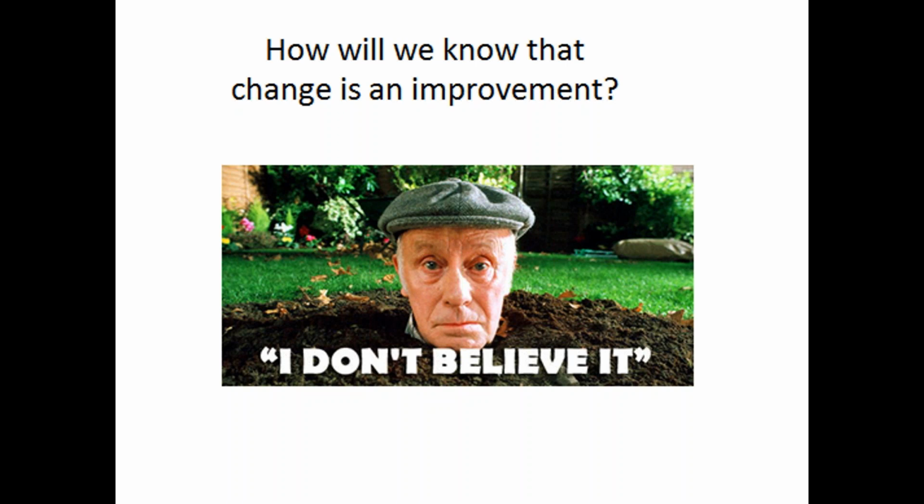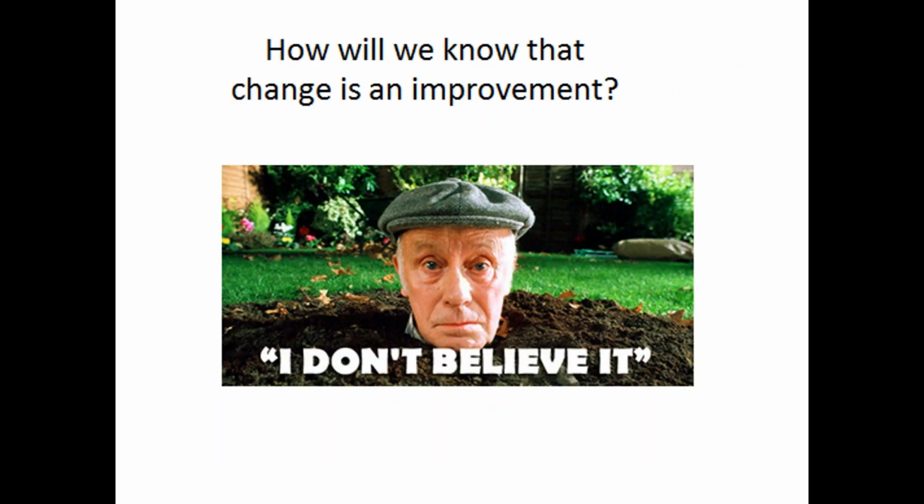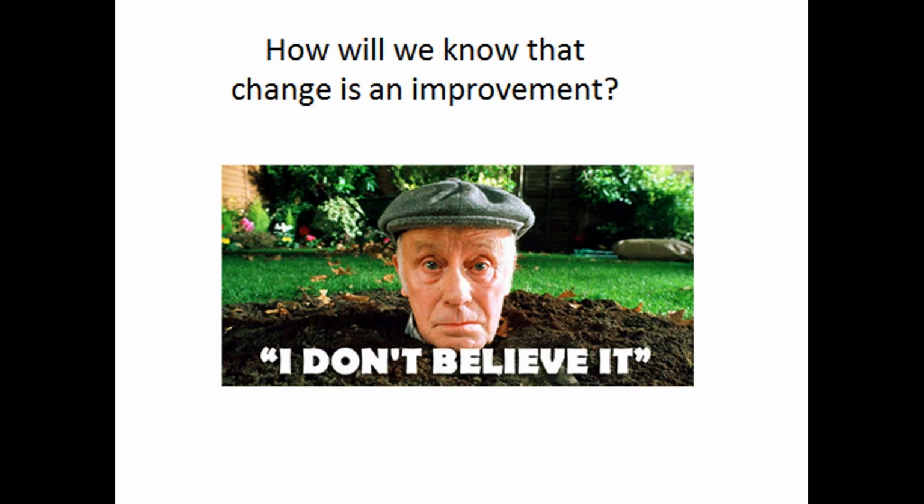And then the final question is, what changes can we make that will result in an improvement? So these are the things that we think will help us achieve our aim. So if I take you back, and I'll use a very quick example. If we want to reduce falls in care home or area X by 50% by December 2019, that's our aim. Our measurement will be the number of falls.